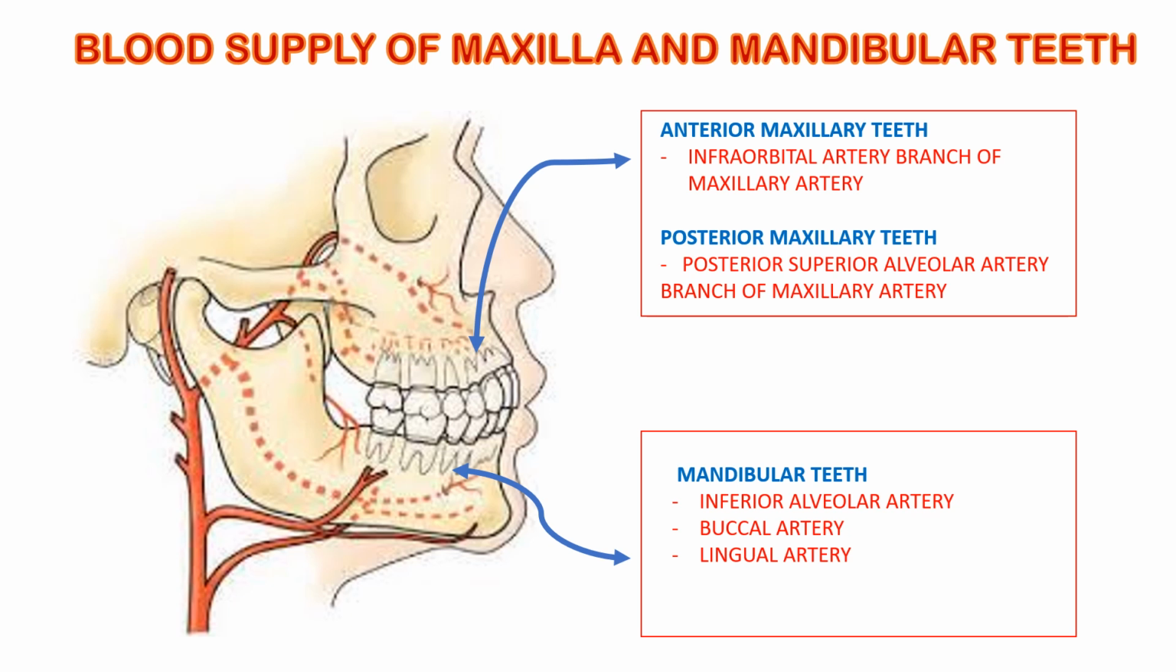Now the blood supply of the maxillary and the mandibular teeth. The upper teeth are referred to as the maxillary teeth. The lower teeth are referred to as the mandibular teeth. The anterior maxillary teeth, that is incisors and canines, are supplied by the infraorbital artery, a branch of the maxillary artery. The posterior maxillary teeth, that is premolars and molars, are supplied by the posterior superior alveolar artery, a branch of the maxillary artery. The lower teeth, the mandibular teeth, are supplied by the inferior alveolar artery, buccal artery and the lingual artery.